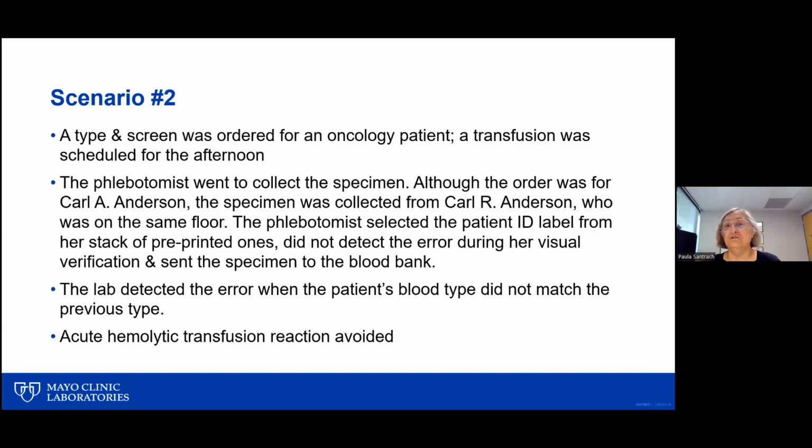So here's scenario number 2. The type and screen was ordered for an oncology patient for transfusion that afternoon. The phlebotomist went to collect the specimen. Now, although the order was for Carl A. Anderson, the specimen was collected from Carl R. Anderson, who was on the same floor. The phlebotomist selected the ID label from her stack of pre-printed ones, did not detect the error during her visual verification, and sent the specimen to the blood bank. The lab, fortunately, detected the error when the patient's blood type did not match the previous type. And in this case, an acute hemolytic transfusion reaction was avoided.